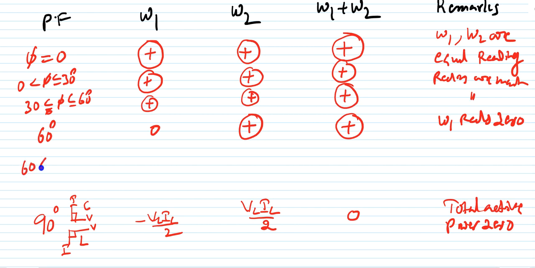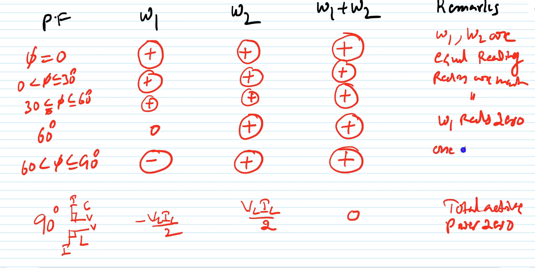Similarly, if you have 60 degrees less than phi less than or equal to 90 degrees, then this is going to read a negative value, this is going to read a positive value, but the summation of these two is going to be a positive value. That is the observation I made here. And one of the wattmeters reads a negative value, that is the observation here. So these are the points observed from the wattmeter readings.